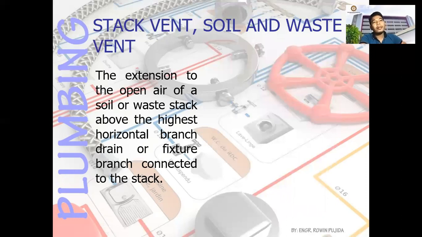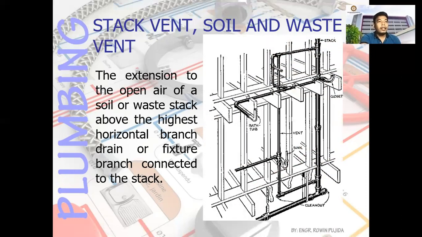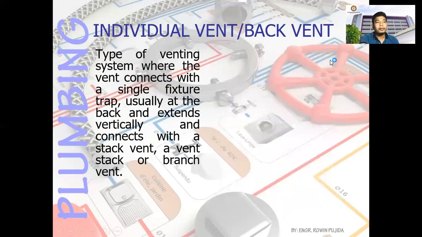Next is the stack vent, soil and waste vent. The extension to the open air of a soil or waste stack above the highest horizontal branch drain or fixture branch connected to the stack. So the stack vent is connected to the vent stack. This one is the vent stack, and this one is the stack vent. Okay. The pipe here is just connected but has a different name. This is the vent stack and this is the stack vent, since usually the stack vent is above the roofing.